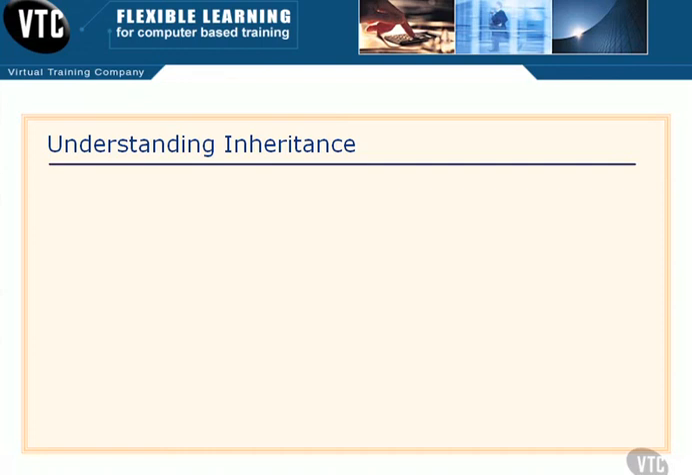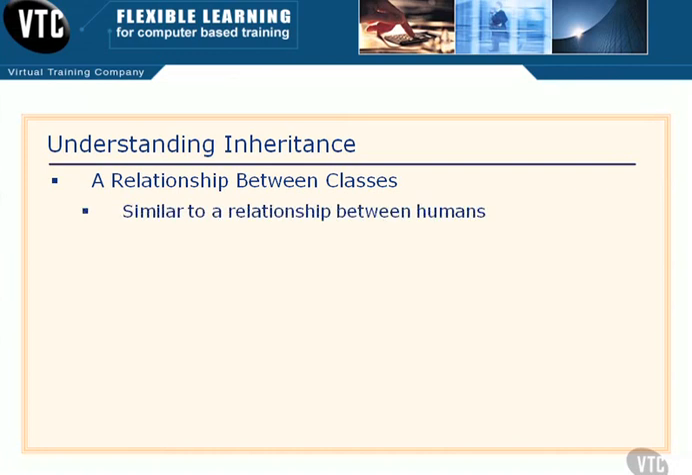Inheritance is one of those object-oriented programming terms that you're going to hear and read about quite a bit, and it's also a functionality you're going to want to make friends with when you're programming with C++. Now, inheritance refers to a special relationship between two classes. The best way to think of this is a similar relationship that takes place between humans.